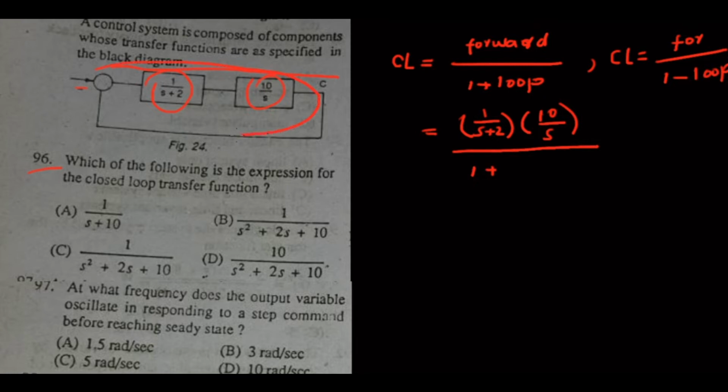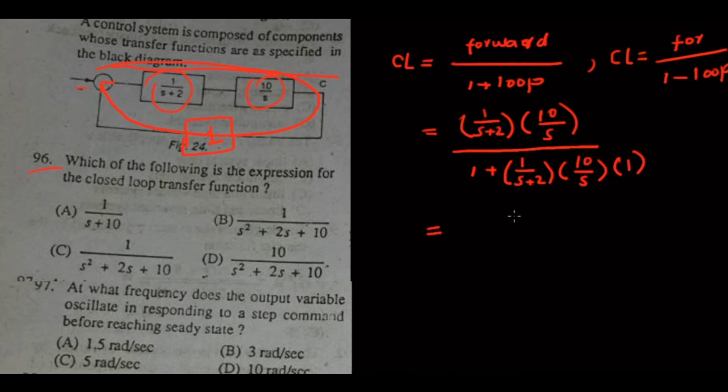Start from this point, go around and come back to this point. This is a loop. In the loop, we have 1 divided by s plus 2, 10 divided by s, and a unity feedback. We can take the feedback as 1 since it is unity feedback. So the loop contains 1 divided by s plus 2, 10 divided by s, and 1.